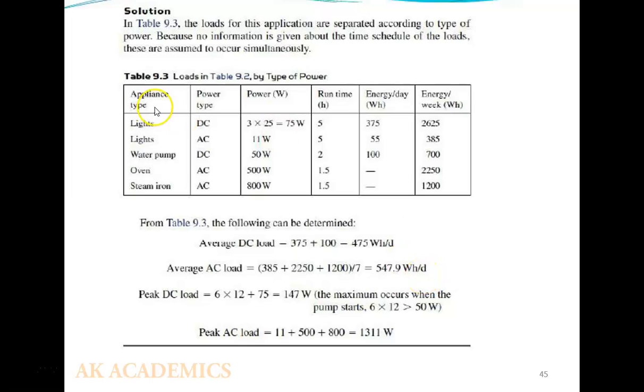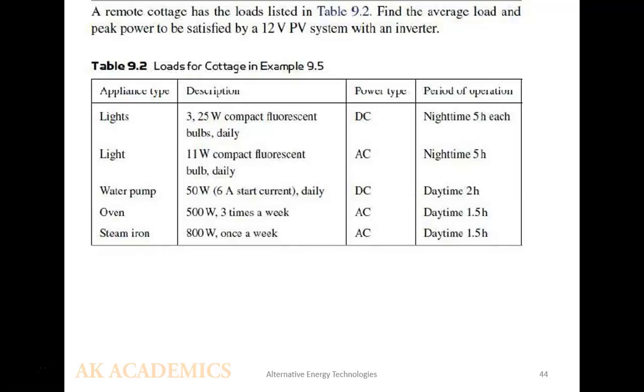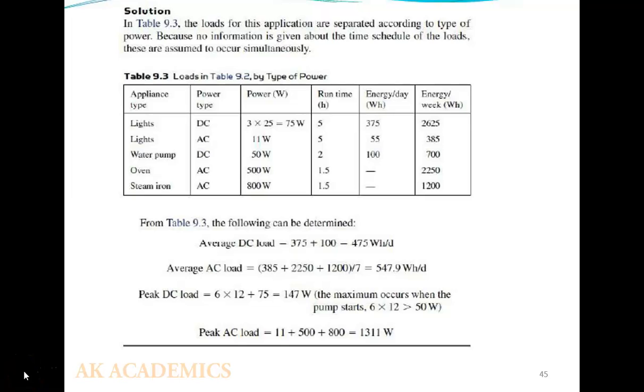Now the next question says we should find the peak load to be satisfied, the average load and the peak load to be satisfied. So to find the peak power, let's start with the peak AC load. The first AC load is 11 watts, the second AC load is 500 watts, and then the third AC load is 800 watts. To find the peak power, it will be the addition of all of these AC loads or AC power. So that's why we have 11 plus 500 plus 800, and that gives us 1311 watts. That is the peak AC load.